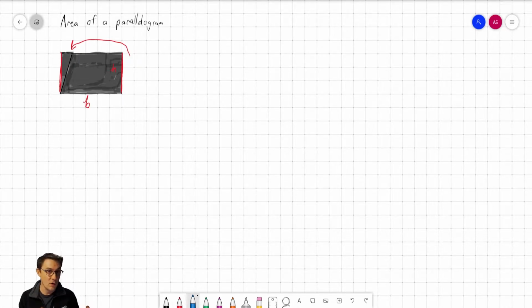And so what we're doing here by using this B, which is the base, and H for height, is essentially just using the same method that we use when we find the area of a rectangle. And so therefore, the formula we use when finding the area of a parallelogram is going to be equal to B times H. And so those are the two pieces of information that we need to find the area.